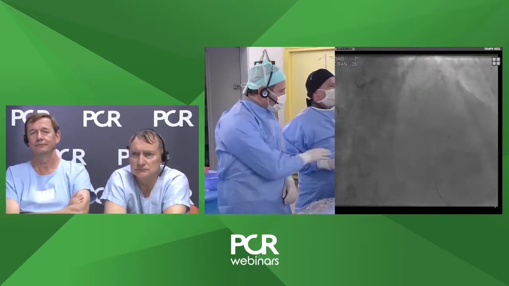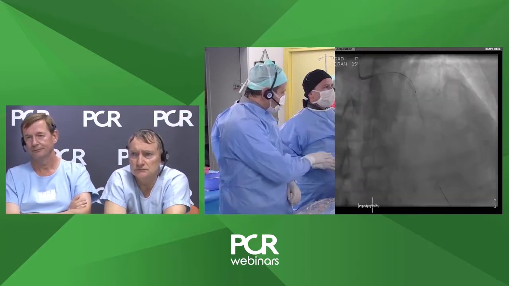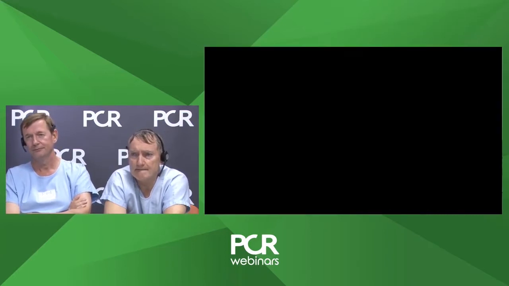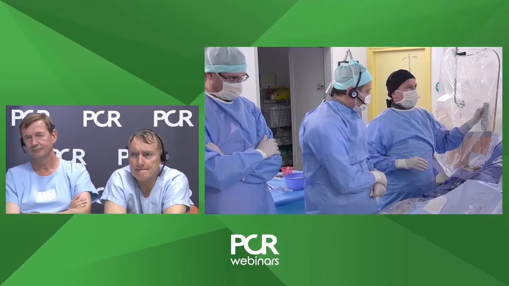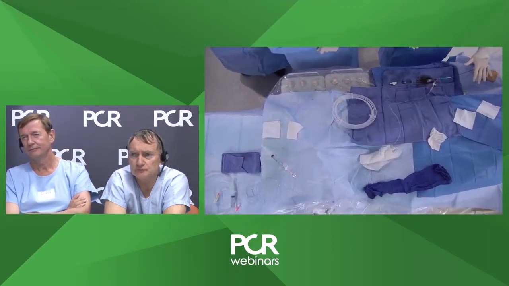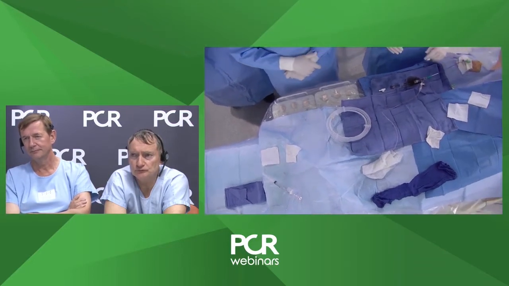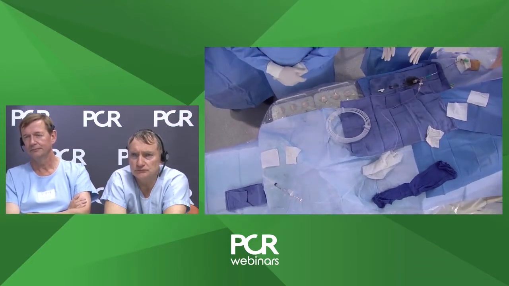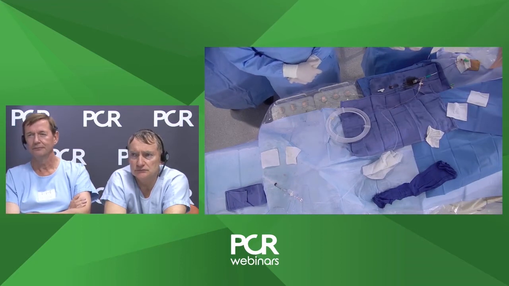Nicolas, shall we just say a word on the procedural setting here? We are with the transradial access, Adam and Didier, 6 French, ABU 3.75, I guess. Yes, 6 French as well, and these are the baseline angiograms that we have just acquired.